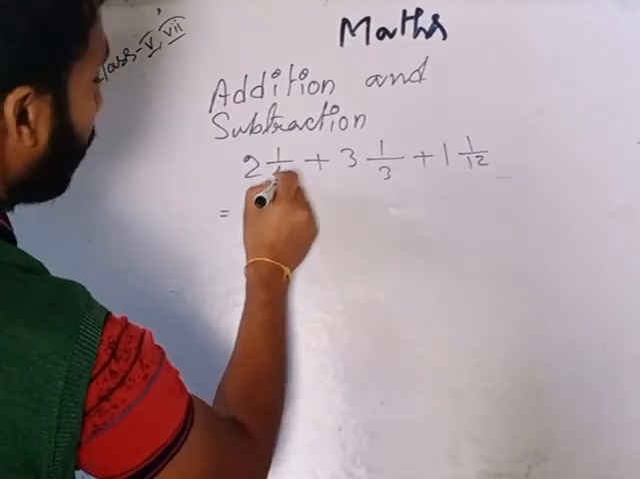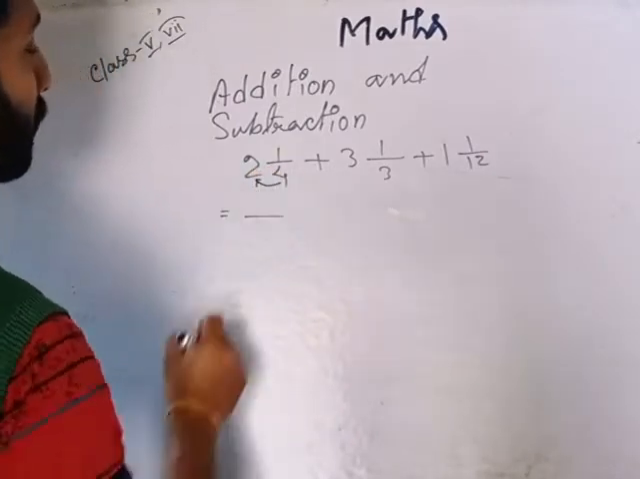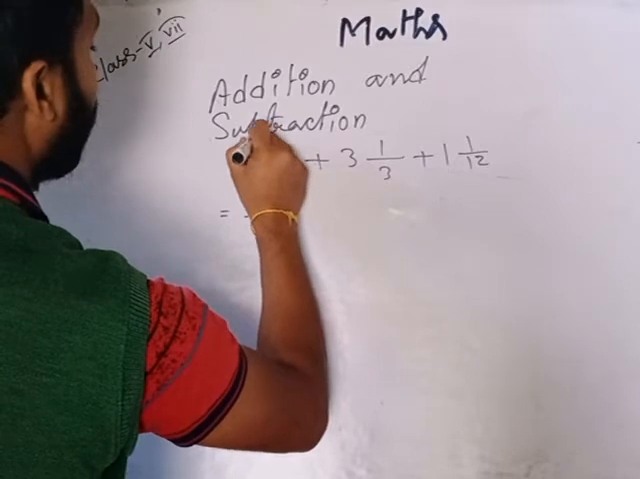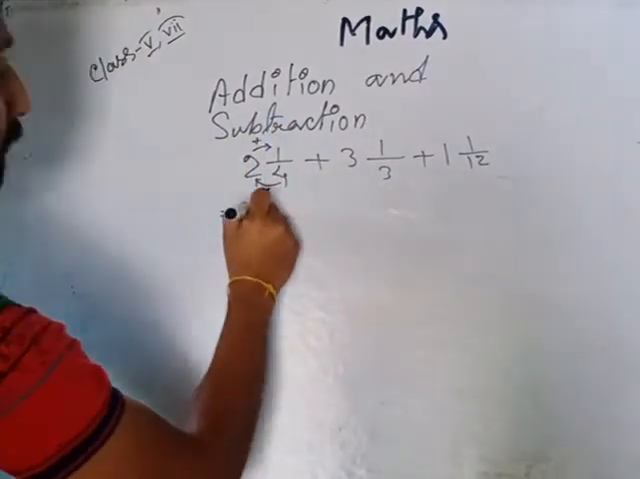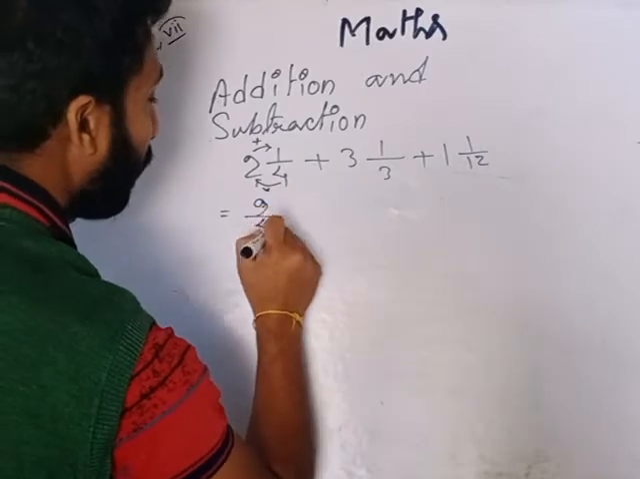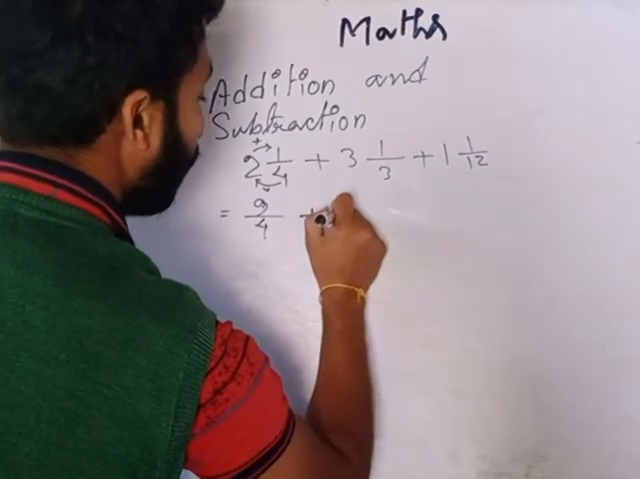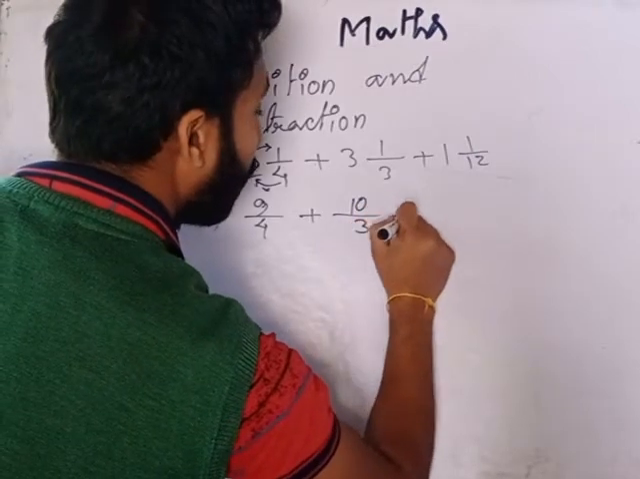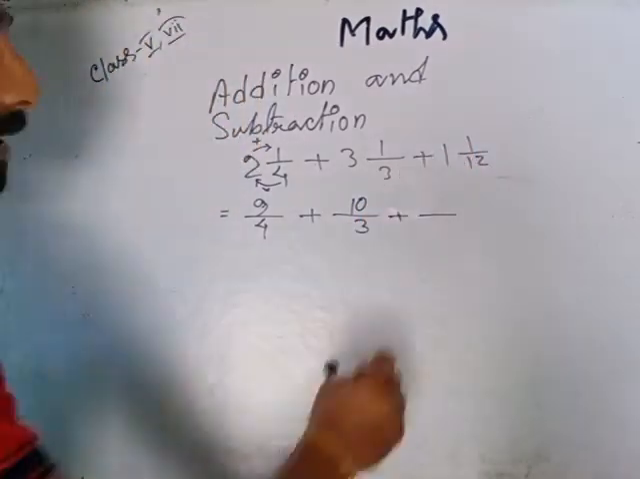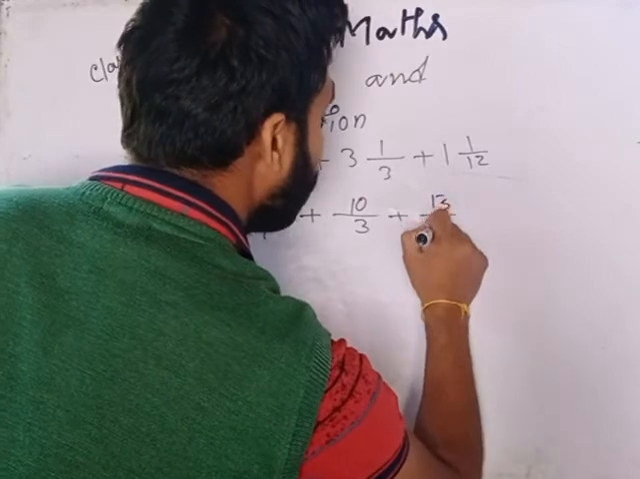4 2s are 8. We should multiply with this number and then add the numbers. 4 2s are 8 plus 1, that is 9. So we should write here 9 by 4. The denominators are the same. 3 3s are 9 plus 1, that is 10 by 3. 12 1s are 12 plus 1, that is 13 by 12.